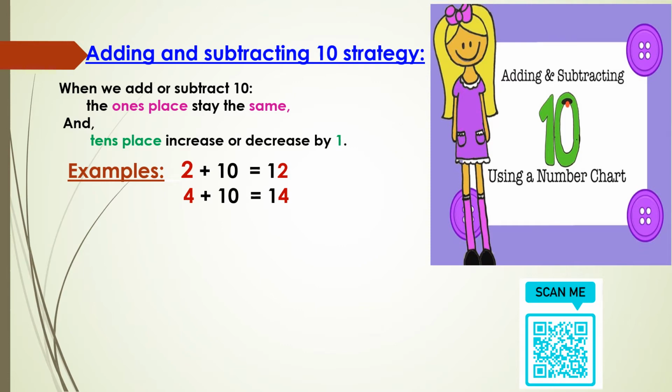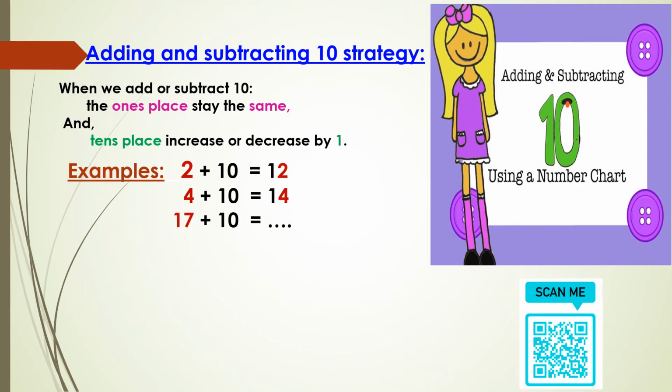You can also apply the counting on strategy. By the way, you can put 10 in your mind and 4 on your fingers and start counting after 10, 11, 12, 13, 14. Okay? Both strategies must give me the same result.